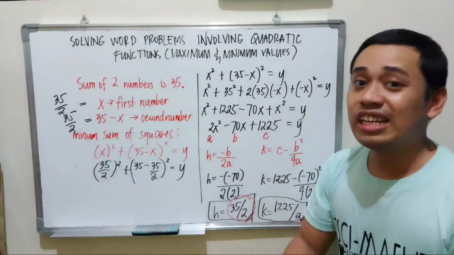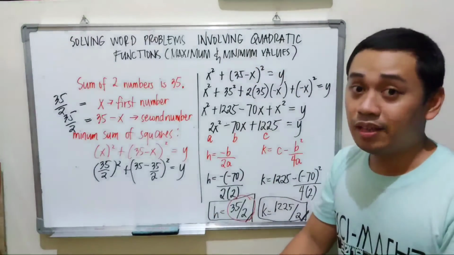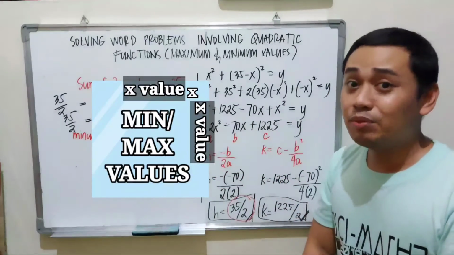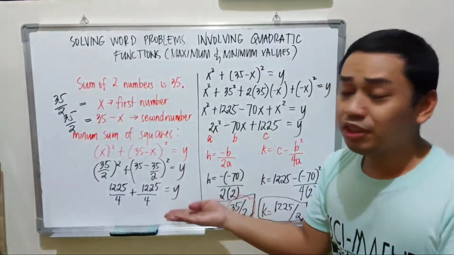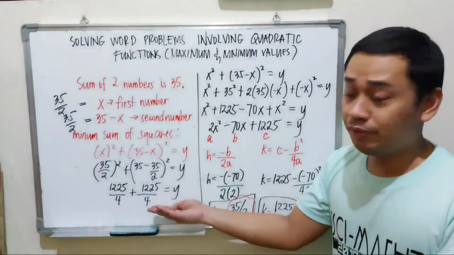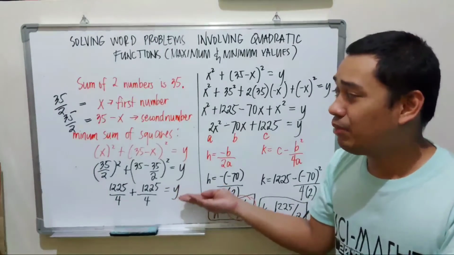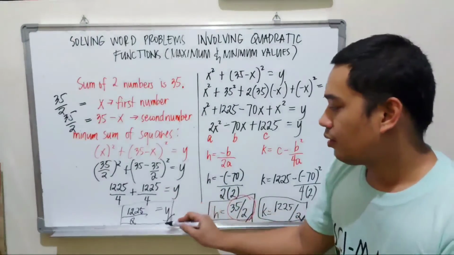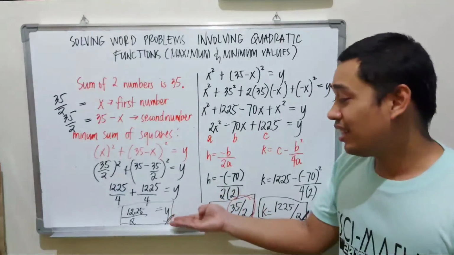Yun yung pinakang clue na gagamitin natin, since optimization problems like minimum and maximum value always use the perfect square as the maximum or the minimum value. So ano ngayon yung magiging final value nito? So after simplifying this expression, we can come up with 1225 over 4 plus 1225 over 4 as the value of our minimum sum of the squares. Adding this together, we will come up with our final answer, which will be 1225 over 2, the same with our value of k.